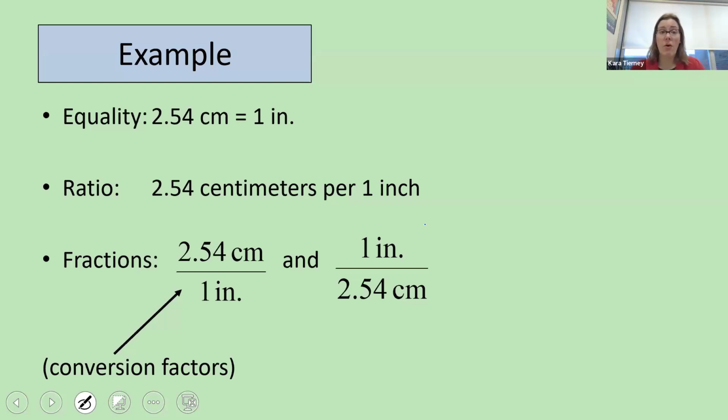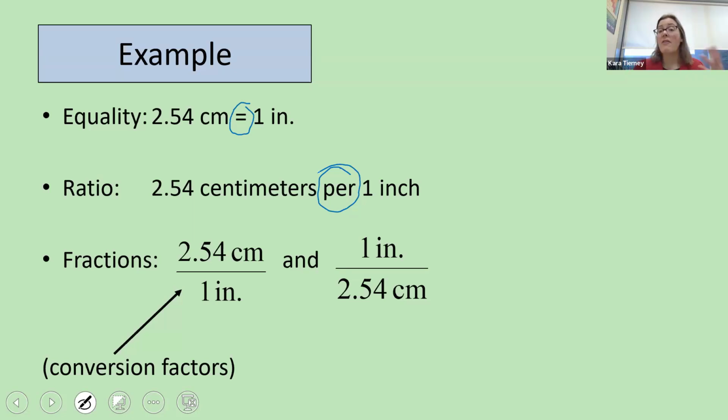So whenever you have an equality, you can write it as a ratio or as two conversion factors, which are two fractions where the top and the bottom are equivalent. So if I have the equality 2.54 centimeters equals 1 inch, I can look that up in my table 2.8 in the book. I can always write any equality by replacing the equal sign with the word per. So the ratio 2.54 centimeters per 1 inch means exactly the same thing as my equality.